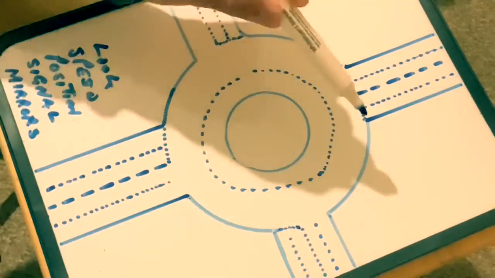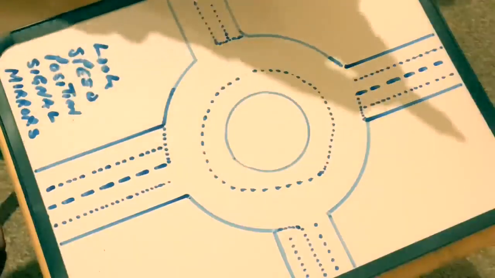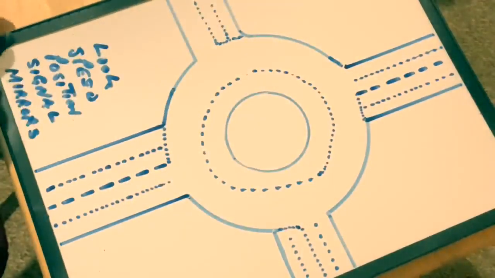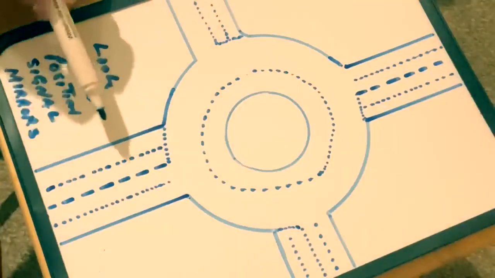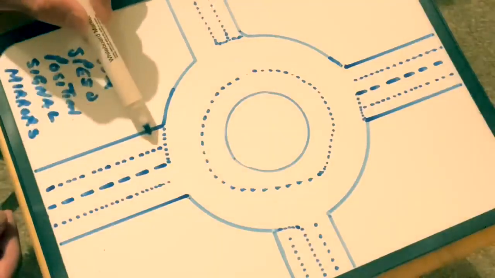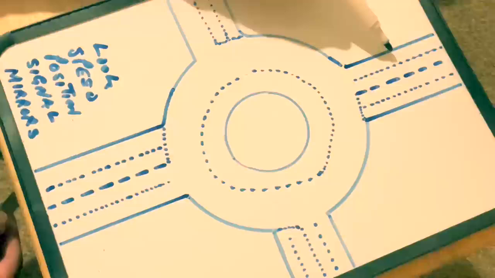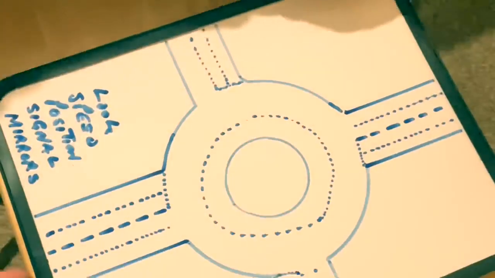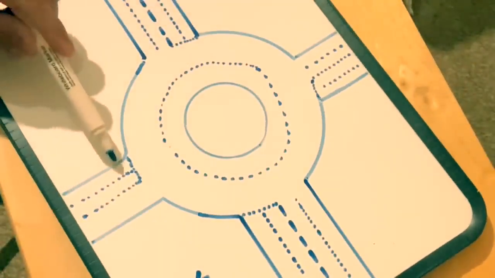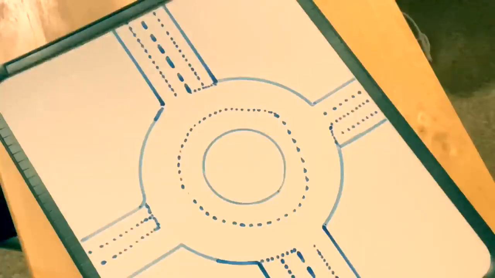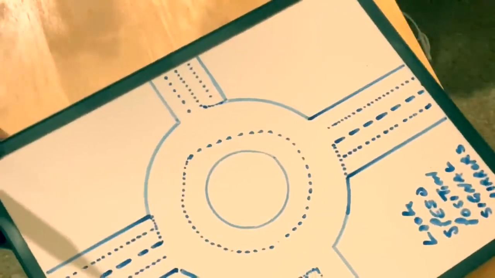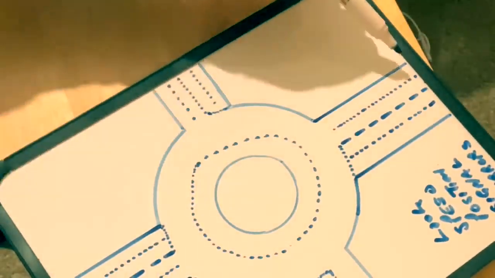If this was a clock, this would be 6 o'clock and this would be 12 o'clock. You always enter the roundabout at 6 o'clock. So your entry is always at 6 o'clock. If you're entering this way, this would be 6 o'clock and this would be 12 o'clock. If you're entering this way, the sign will be shown to you like this. This will be 6 o'clock, this will be 12 o'clock. And if you are coming this way, the sign will be shown to you like this, which means this will be 6 and this will be 12.